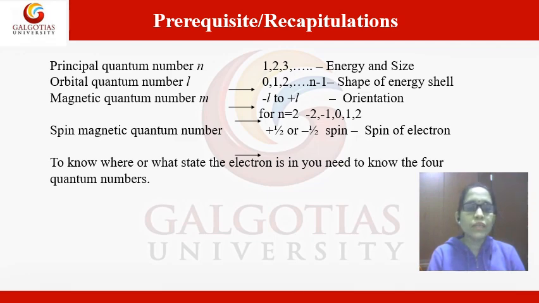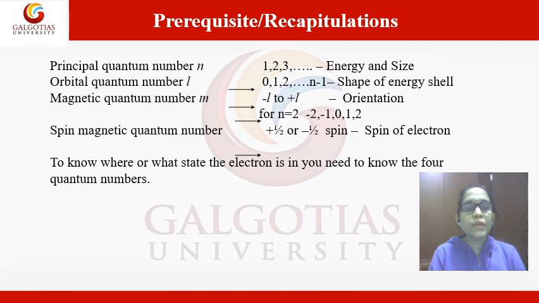Then the magnetic quantum number, represented by m. The value of the magnetic quantum number varies from minus l to plus l. That means the magnetic quantum number depends upon the value of the orbital quantum number. Then what is the significance of the magnetic quantum number? It represents the orientation of the subshell. That means it gives the concept of orbitals.